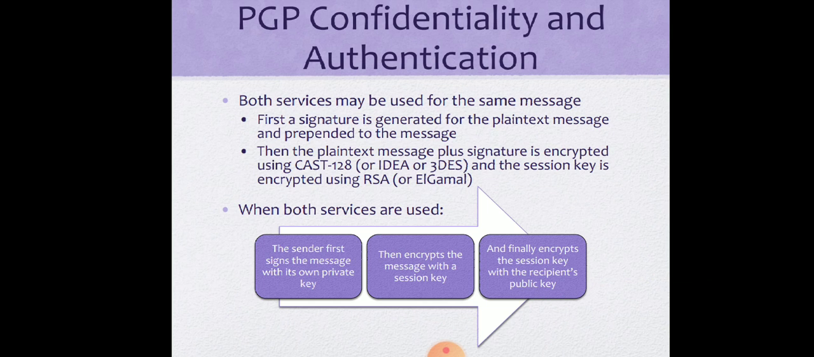How will you do this? The sender first signs the message with the private key. That is, you are signing with your private key, which means you are ensuring authentication. Then you can encrypt the message with the session key. So when you encrypt, you are providing confidentiality. Finally, the session key is encrypted using the recipient's public key.